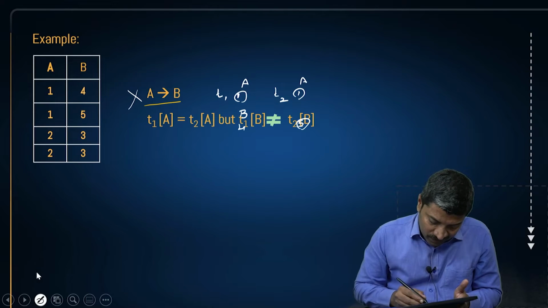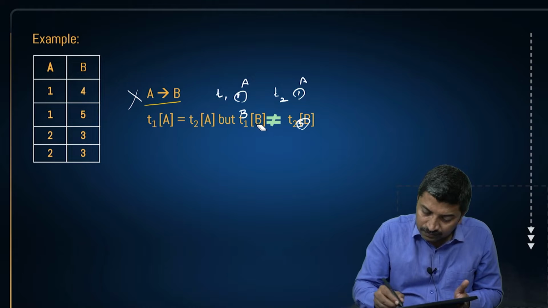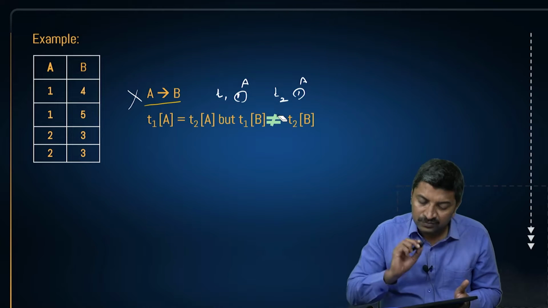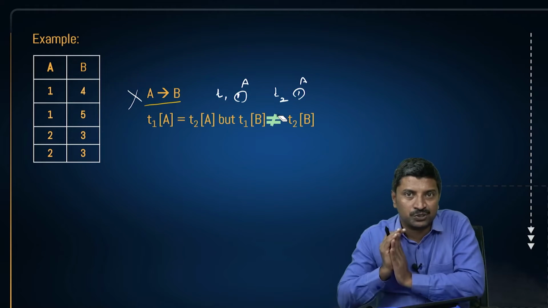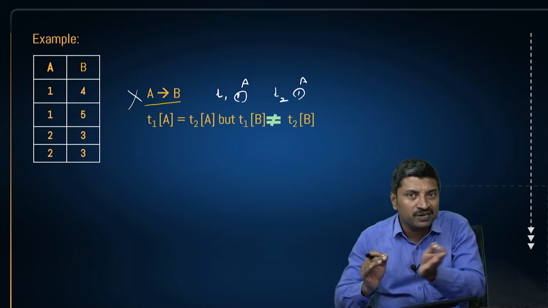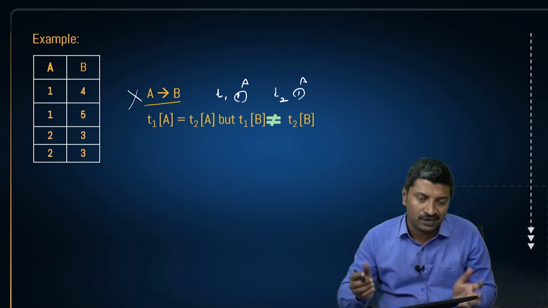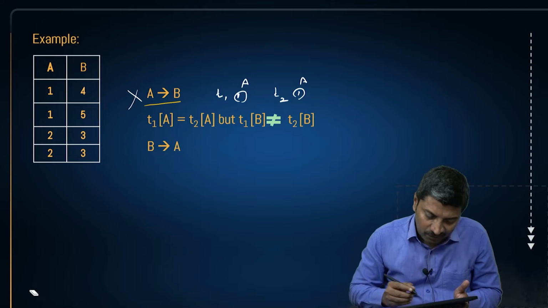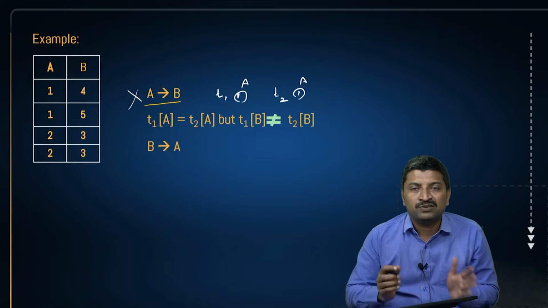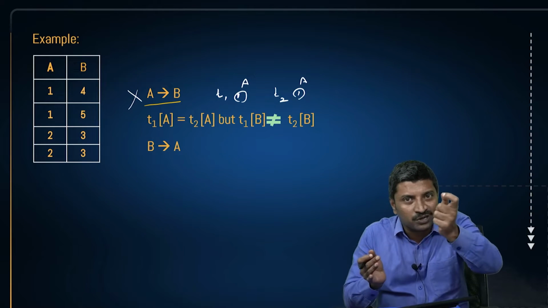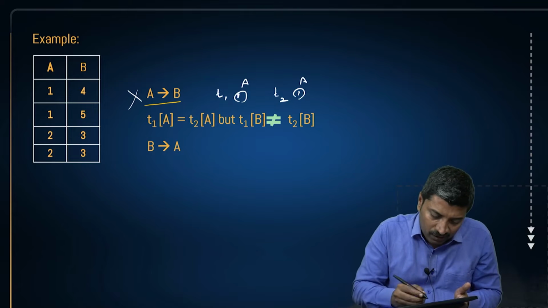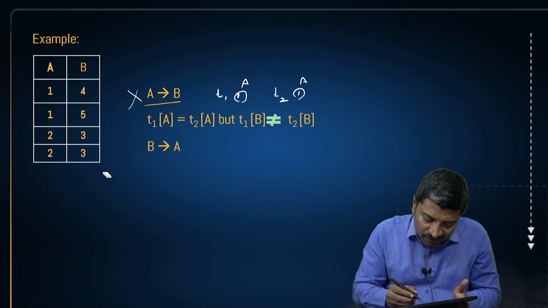So let me rough this. T1 of A is equal to T2 of A, but T1 of B is not equal to T2 of B. Is that clear? So let us verify one more functional dependency, B goes to A. So for this, what we need to do? First go to the column of B. Okay, fine. Are there any tuples which are having same values?